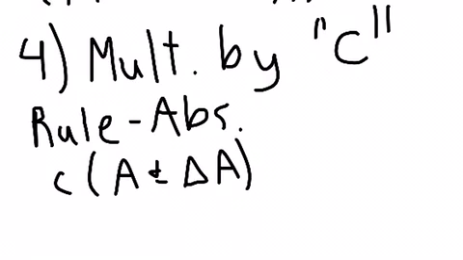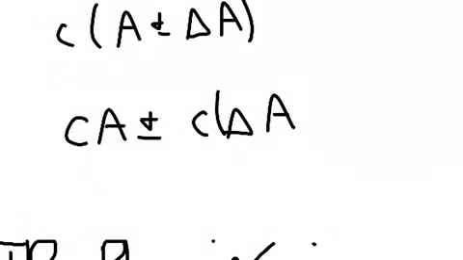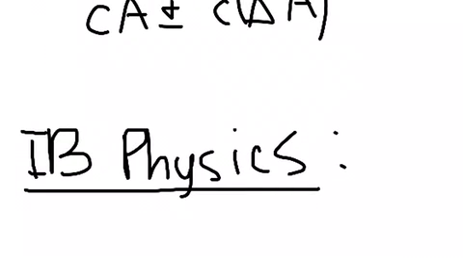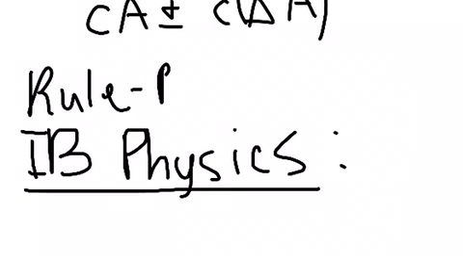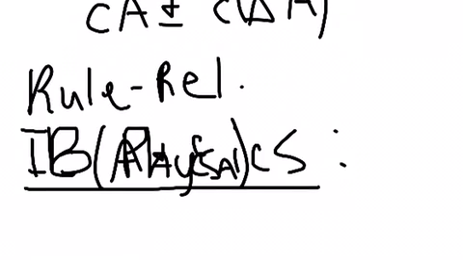Well, we are just going to do c times a plus or minus c times delta a. And that's that. And then we have the last rule. Oh, sorry about that. Rule relative uncertainty. Now, for multiplying c by a, which has uncertainty epsilon sub a relative uncertainty, well, we're just not going to do anything with it.